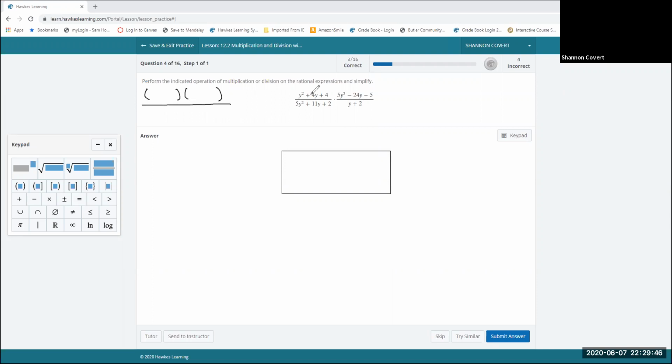Y squared plus 4y plus 4. I'm looking for two factors of 4 that when I add them together give me 4. So plus 2 and plus 2.